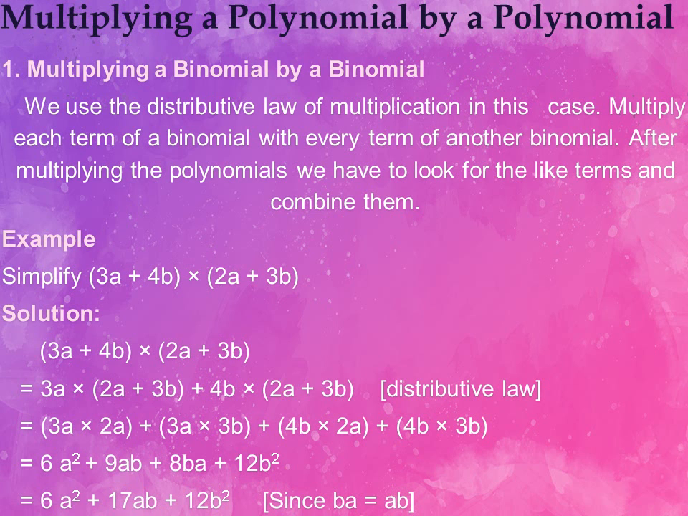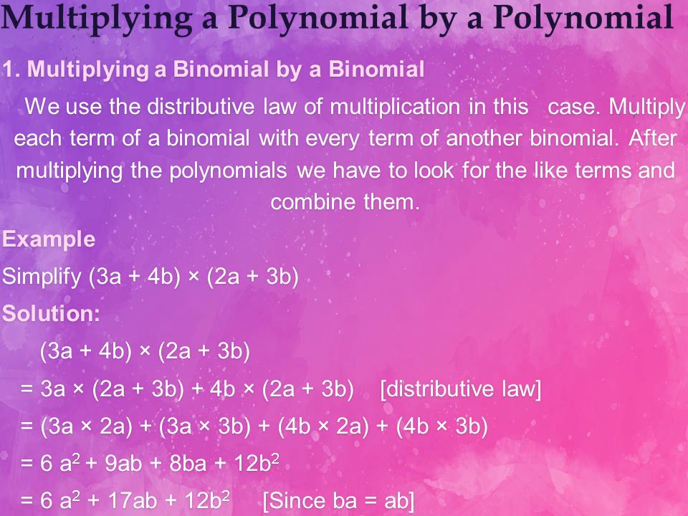Now multiplying a polynomial by a polynomial. So the first case is the multiplication of a binomial by a binomial. A binomial is an expression having two terms. As you can see in the example, we have two binomials. Here we need to multiply each term of a binomial with every term of the other binomial. After multiplying the polynomials, we have to look for the like terms and combine them.